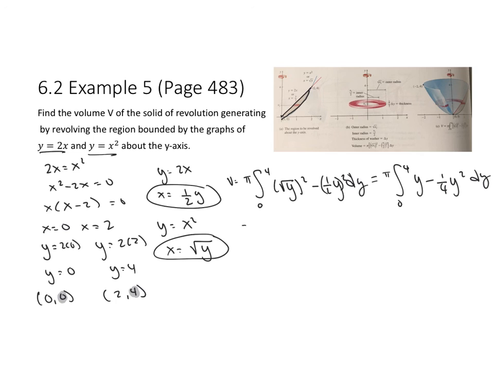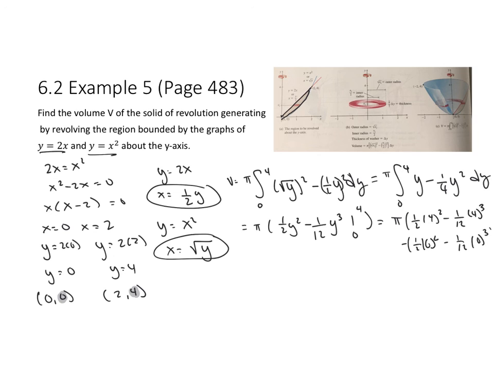And now I'll take the antiderivative. Pi times 1/2 y squared minus, I'll go up 1 in the exponent, that'll become y cubed, and then I have to multiply 4 times 3 and get 12. So 1/12 y cubed. We'll evaluate it from 0 to 4. So that's pi times 1/2 4 squared minus 1/12 4 cubed, and then minus 1/2 0 squared minus 1/12 0 cubed.